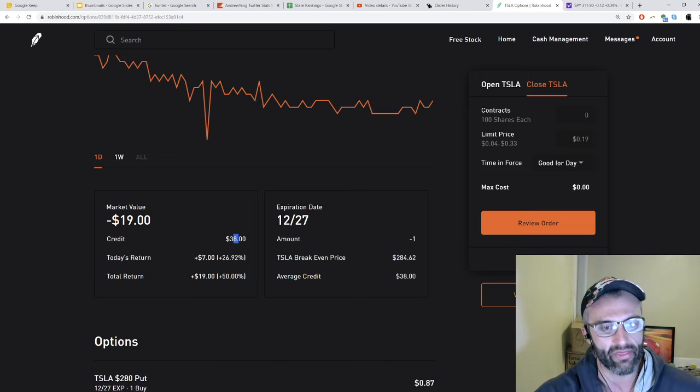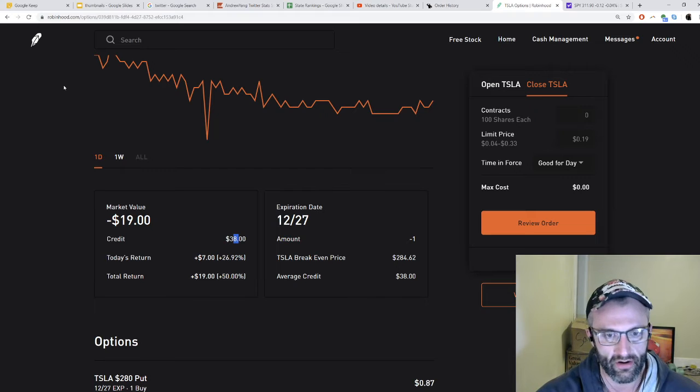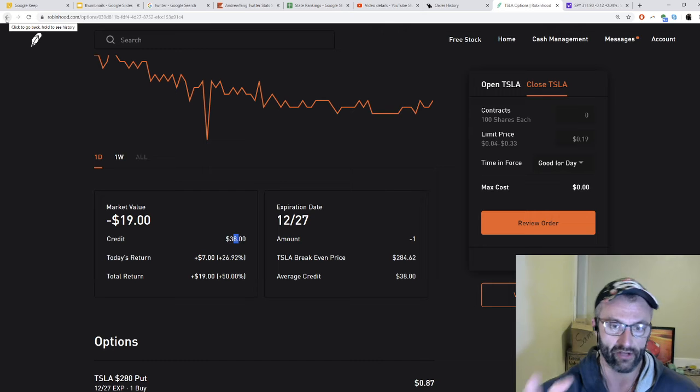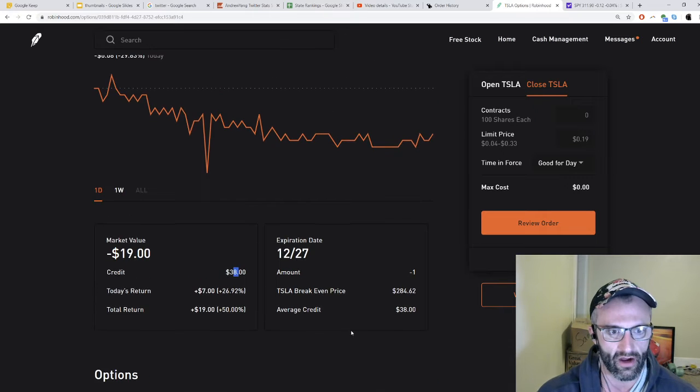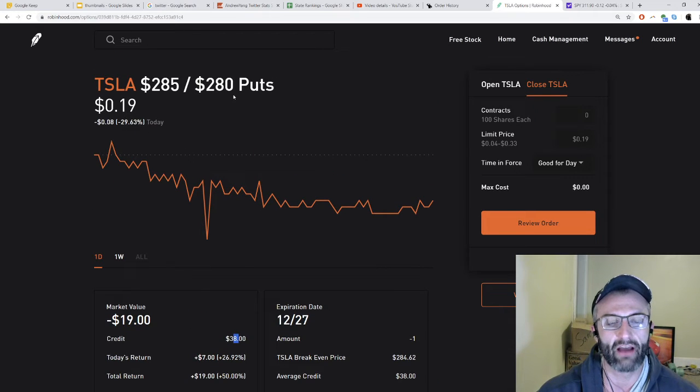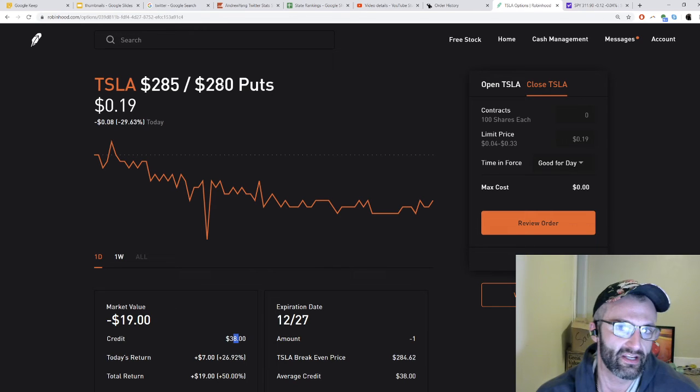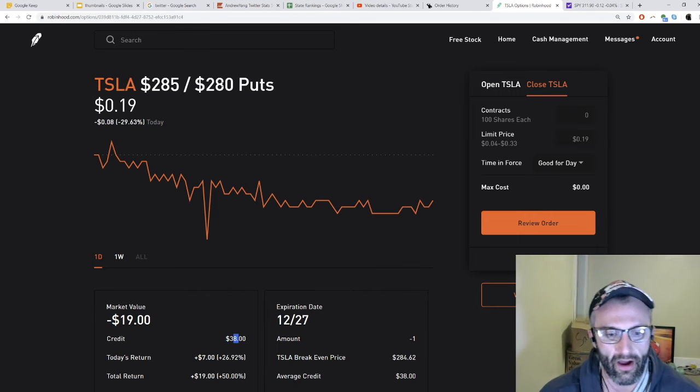It's currently worth $19, so I already have a return. The total return on this is already 50%. So I try to find things like this where I can generate a return. I'm going to get all the $38, and I'll probably just let this ride till it closes out, because this is 285 and 280 and Tesla's at like 350-ish, 360. So this will ride out and I'll get another $19. That's it, because of the put credit spread.